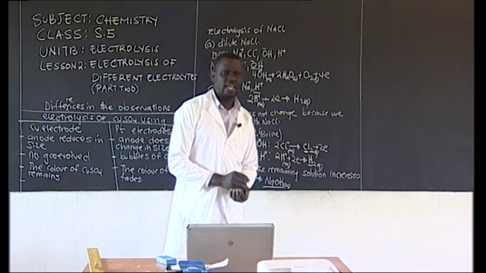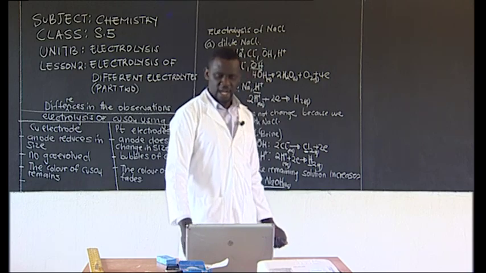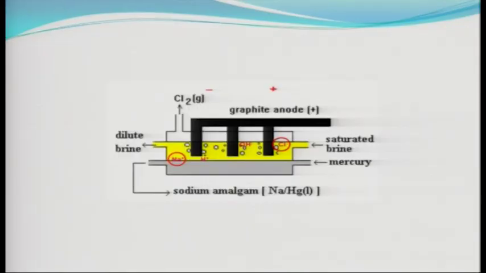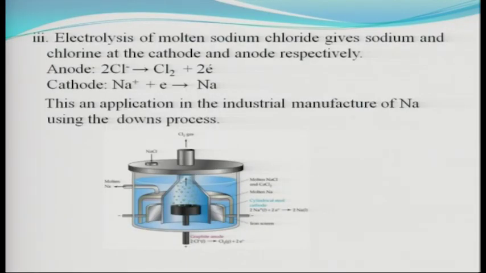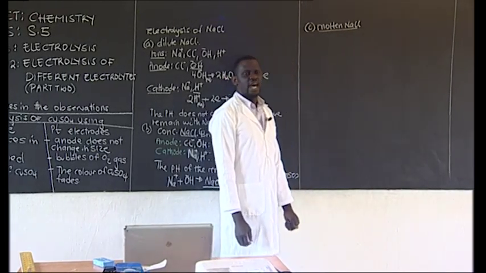So these factors sometimes come in and they affect what we have at the anode and at the cathode. So we continue. The last part, we are going to talk about when we have molten sodium chloride. Molten means we have only sodium and the chloride ion.